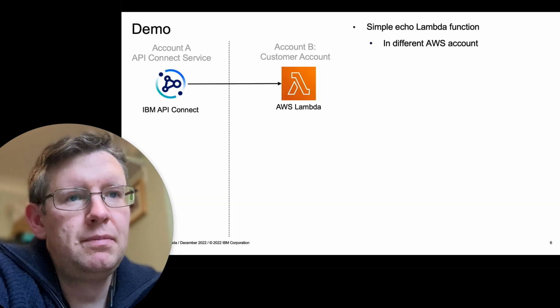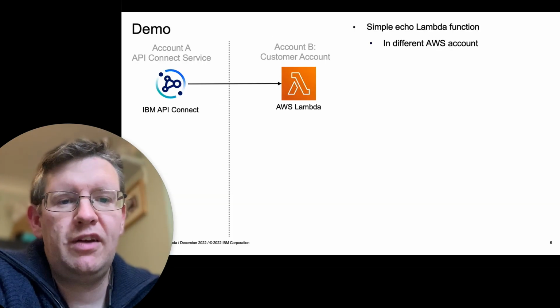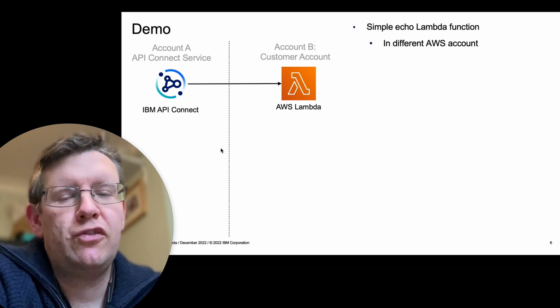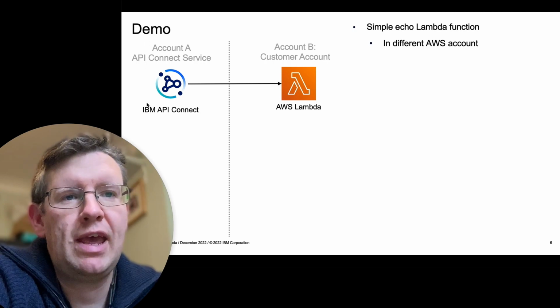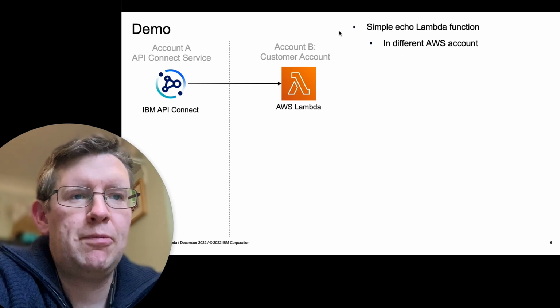So now I'm going to give you a quick demo of how this works. In the demo, we've got two AWS accounts that are part of this. We've got account A, which is where the API Connect service is running. And then we've got account B, which would be your account, the customer account.